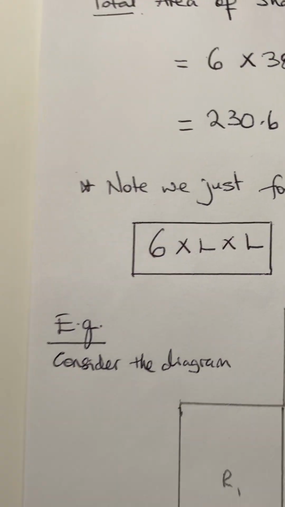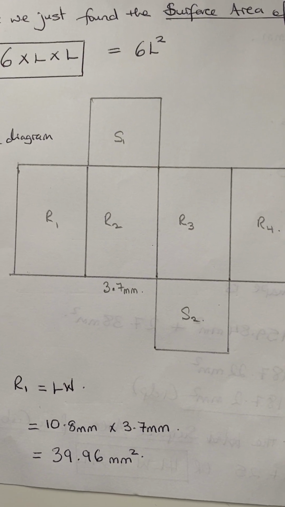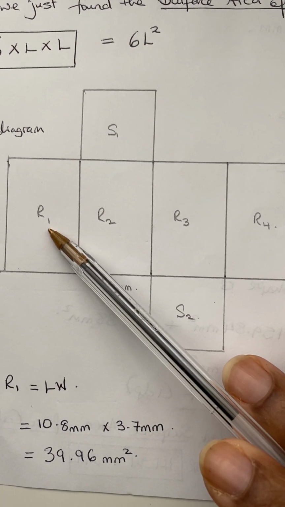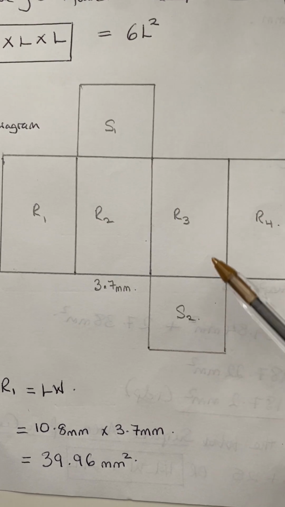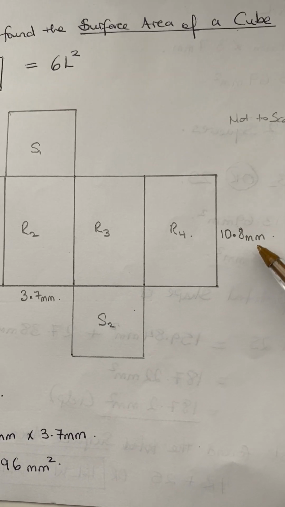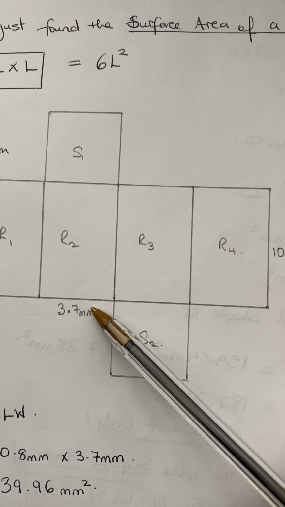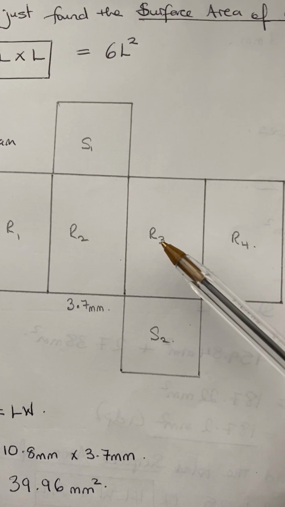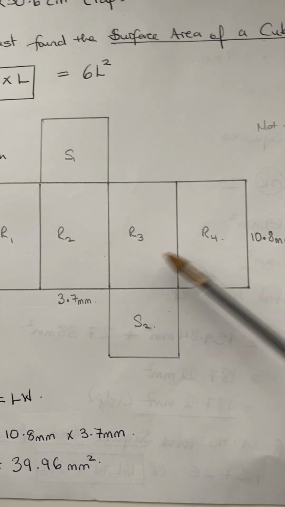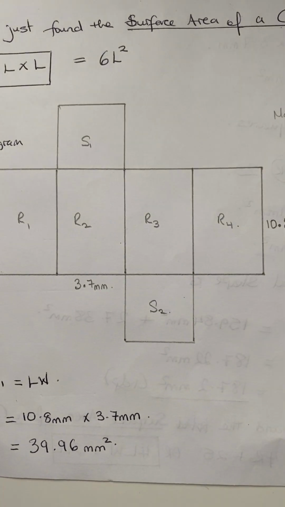Now, let's look at our second shape. That is the second shape here. So we have 1, 2, 3, 4 rectangles, and we have 2 squares on the side. Again, not to scale. The unit is in millimeters. So don't leave your answer here in centimeters. If you are finding the area of this shape, your answer should be millimeters squared, because you are finding the area.